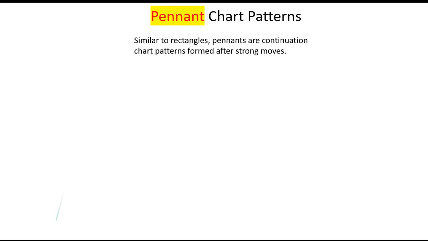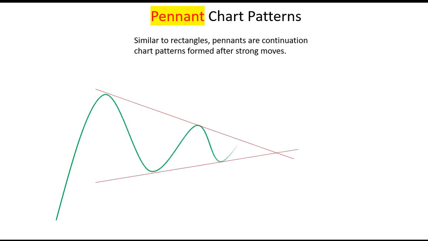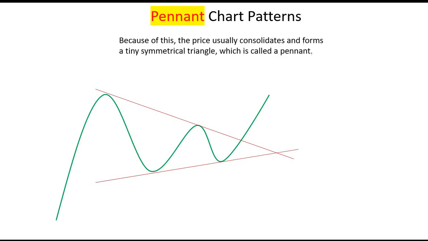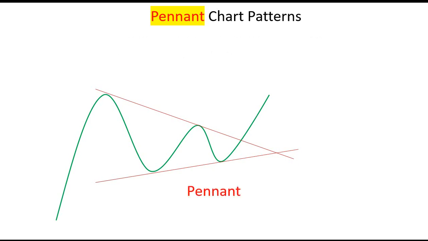Similar to rectangles, pennants are continuation chart patterns formed after strong moves. After a big upward or downward move, buyers or sellers usually pause to catch their breath before taking the pair further in the same direction. Because of this, the price usually consolidates and forms a tiny symmetrical triangle, which is called a pennant.